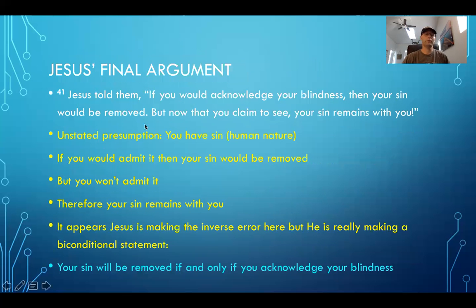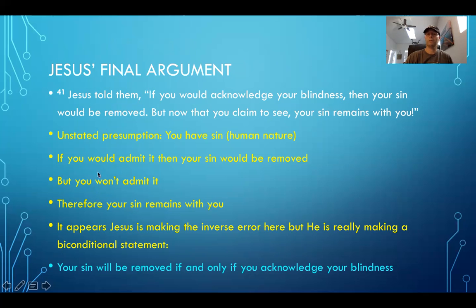So quickly, let's just look at Jesus's final argument here. If you would acknowledge your blindness, then your sin would be removed. Now, if the sin would be removed, that implies that it was already there, that they have a sin nature, that human nature is sinful, which we have talked about in this class. But now that you claim to see, your sin remains with you. So here we see Jesus saying, if you would admit it, then your sin would be removed. But you won't admit it, therefore your sin remains with you.